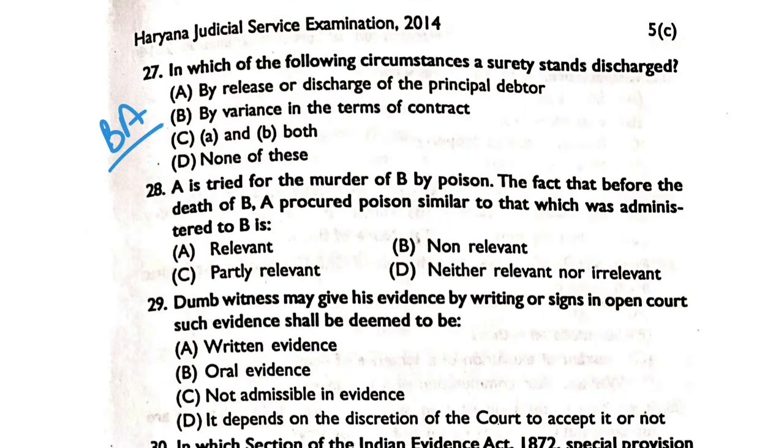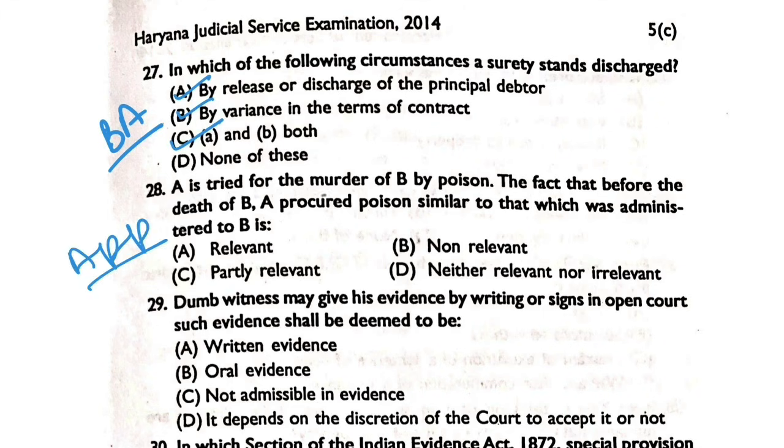Question number 27, Bare Act based. In which of the following circumstances surety stands discharged? A, B, C, both. So it is C, in which is A and B both. By release or discharge and by variance. In both cases, this is a standard Bare Act based question.